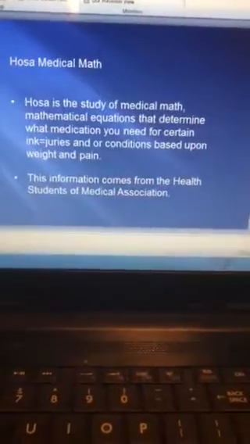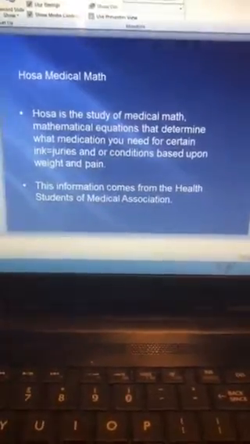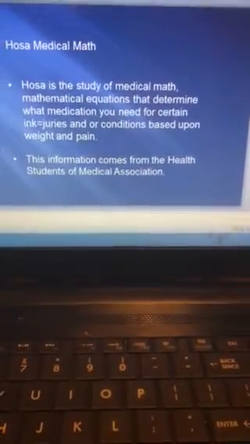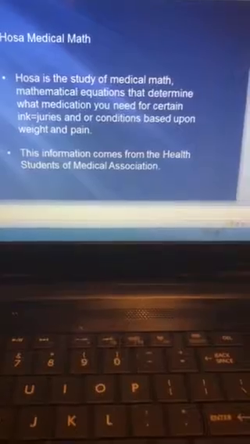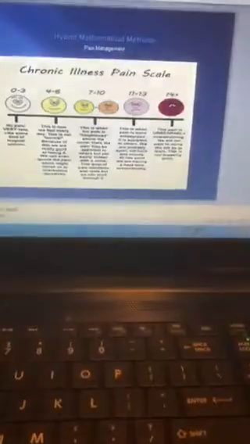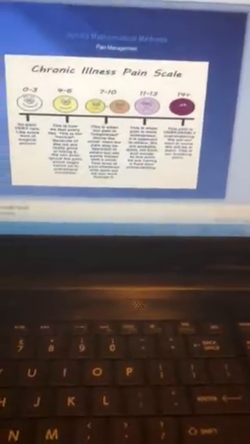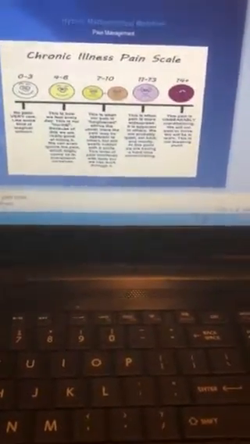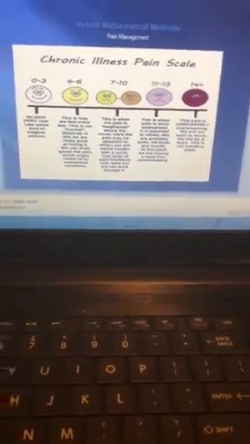Okay, and so the next thing we're going to talk about is the HOSA medical math. The HOSA is a study of medical math, mathematical equations that determine what medication you need for certain injuries and/or conditions based upon the weight and the pain. This information comes from the Health and Medical Students Association. And we're also going to talk about the hybrid mathematical methods, which uses your pain system to prescribe the medicine for you.